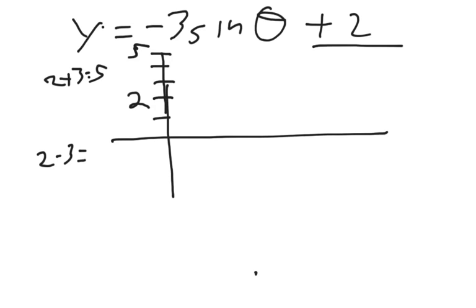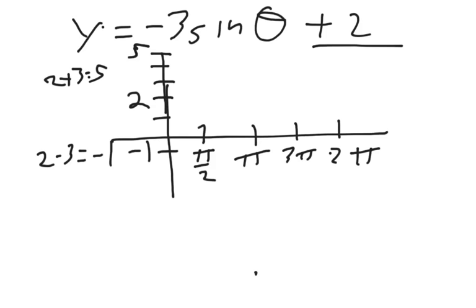And 2 minus 3 equals negative 1, so down here I got negative 1. Since nothing changed on my period, we're going from 0 to 2 pi. Right in the middle of 0 and 2 pi is pi. Right in the middle of pi and 0 is pi over 2. And right in the middle of pi and 2 pi is 1.5 pi, or 3 pi over 2.